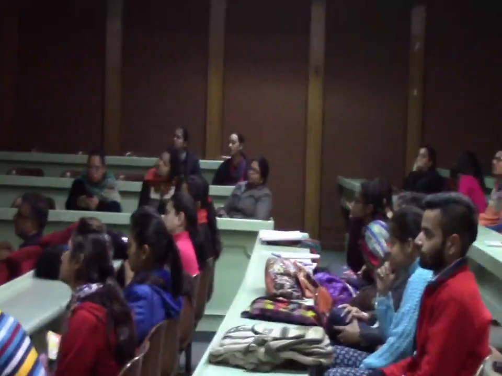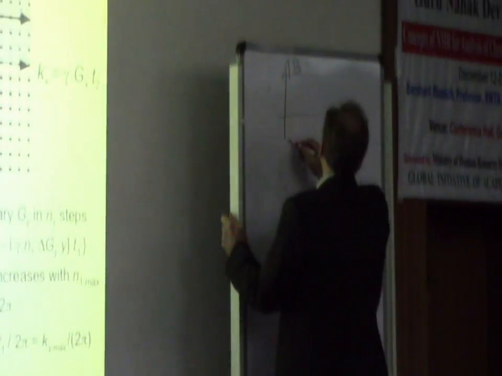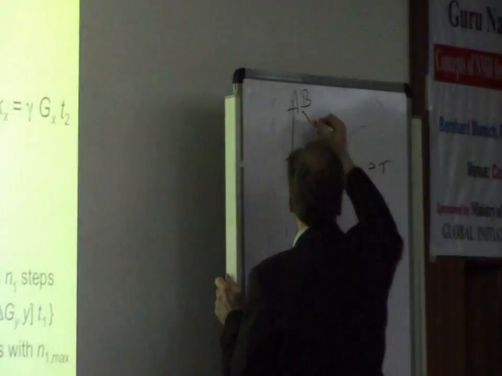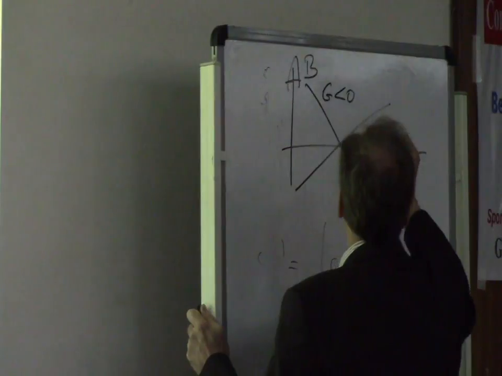Magnetic field. Position I call it R. So you can take X, Y, Z. A positive gradient would be this variation, and a negative gradient would be this.